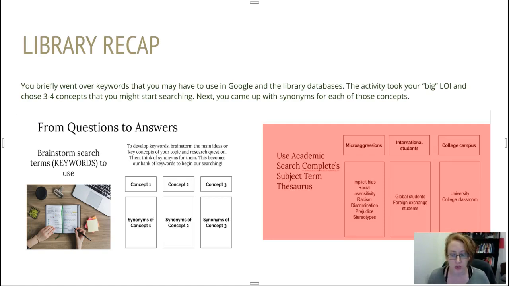She broke hers into 3 terms: microaggressions, international students, and college campus. And then she started breaking those down into other terms that she might be able to use to get at what she's looking for. So for microaggressions, she used implicit bias, racial insensitivity, racial discrimination. So you should have a list like this.